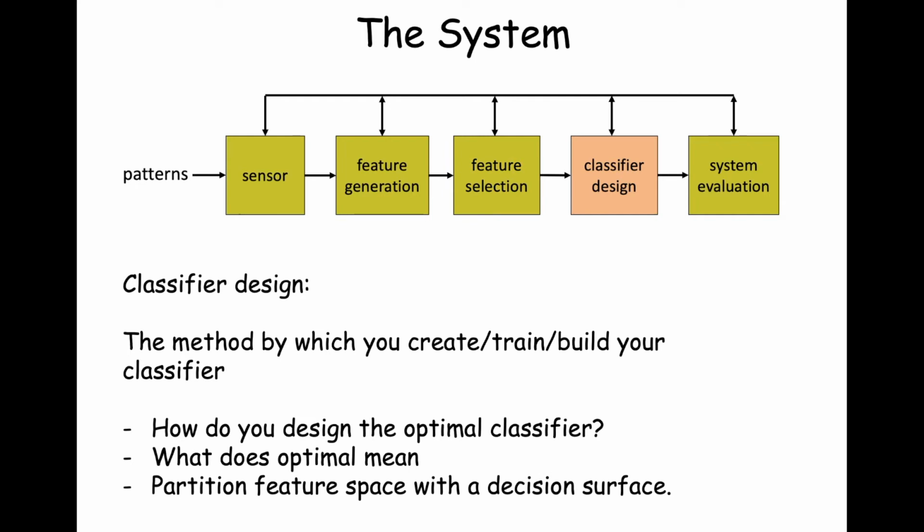So now we will move our attention to classifier design, and this is the method by which you create, train, and build your classifier. And some of the questions here to kind of give you a reminder of some of the concerns. How do you design the optimal or best classifier? What does optimal even mean? And then lastly, partitioning your feature space with a so-called decision surface.